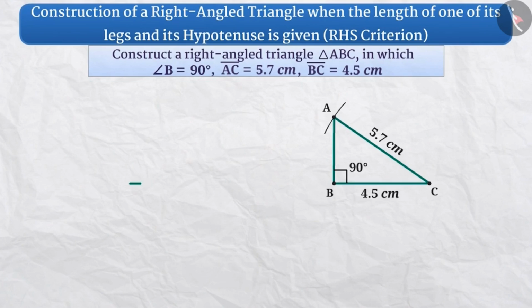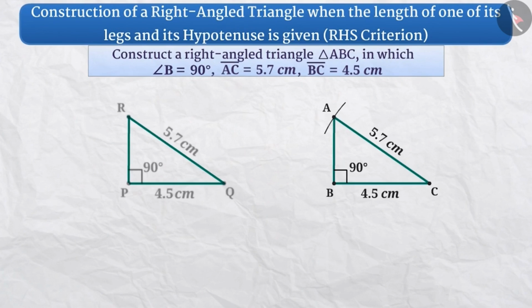Similarly, if we construct a triangle RPQ in which angle P is equal to angle B is equal to 90 degrees, hypotenuse RQ is equal to AC is equal to 5.7 cm and the side PQ is equal to BC is equal to 4.5 cm, then the obtained triangle RPQ will be congruent to triangle ABC.